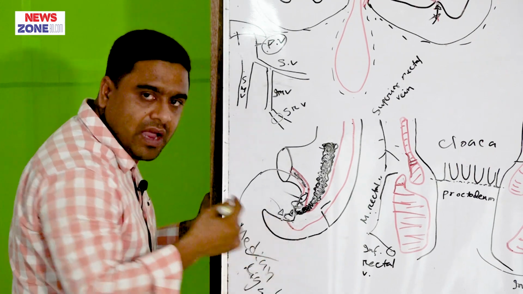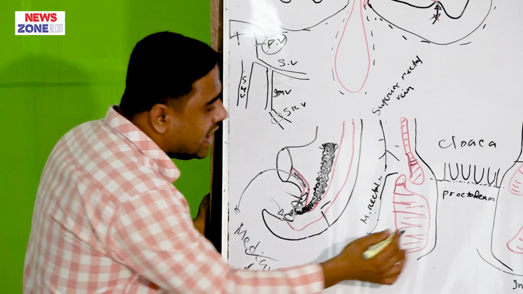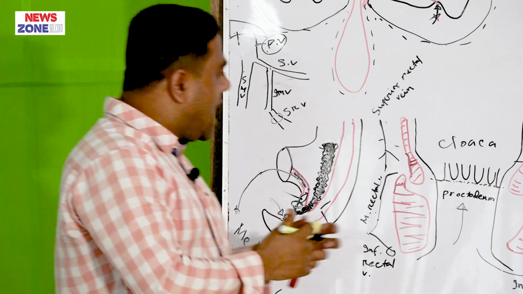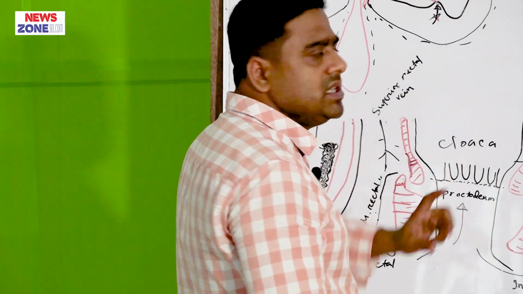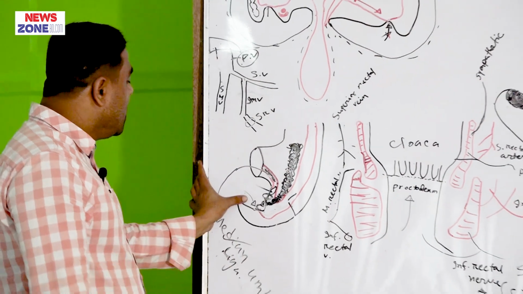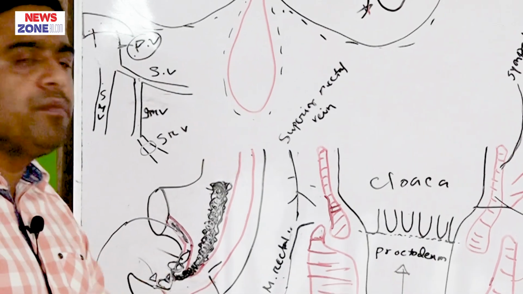When the anal membrane ruptures, this proctodeum invaginates into the cloaca, and ultimately it forms the lower 1/3 of the anal canal. So, the upper 2/3 of the anal canal is derived from the endoderm, and the lower 1/3 is derived from the proctodeum. That means it is the ectodermal proctodeum, so it is derived from the ectoderm.